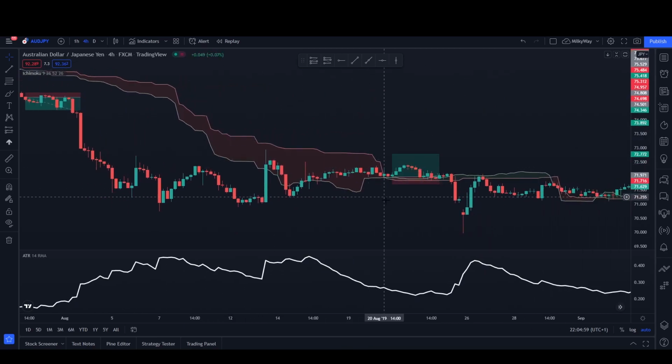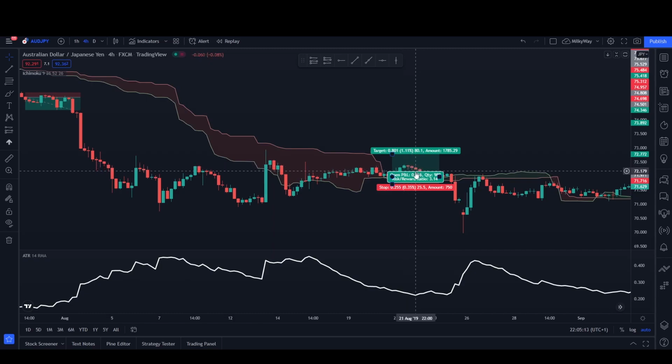And then the next one, the cloud turns green. We take a long with a 25 pip stop loss. We reach the 25 pips within the life of the trade. So this would have been a break-even trade. So as you can see, this technique allows recovering from losing trades. So this will definitely improve the performance of the strategy. All right, so let's go ahead and do the 100 trade backtest, and I'll see you for the results.